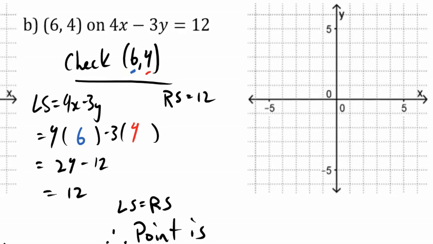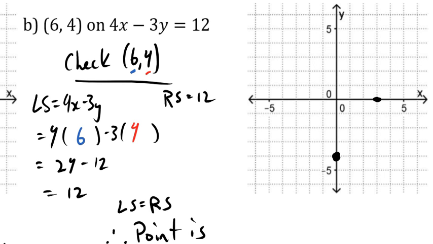Okay, so here's what I would do. If x is 0, I'm going to find the y-intercept first. So x is 0. What's 12 divided by -3? -4, so y is -4. If I'm going to find the x-intercept, y is 0. What's 12 divided by 4? 3. See how easy it is? You don't even really need to show work. I would even just kind of cover it with my thumb.